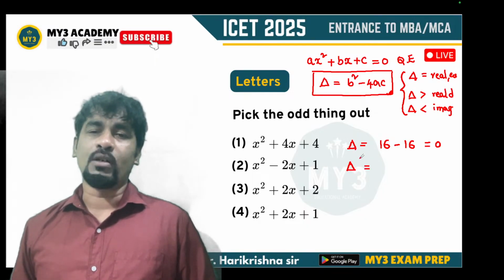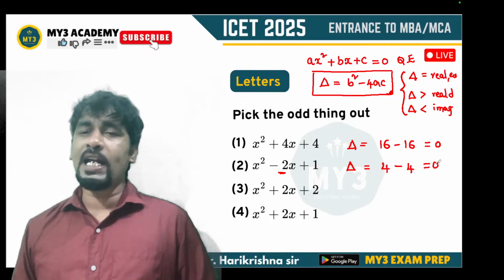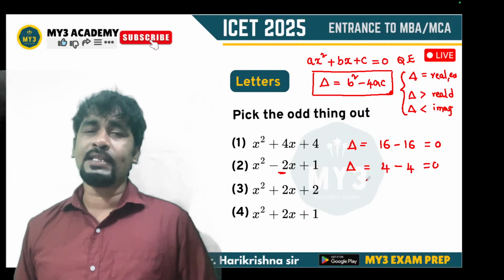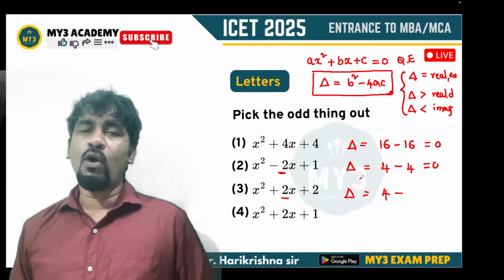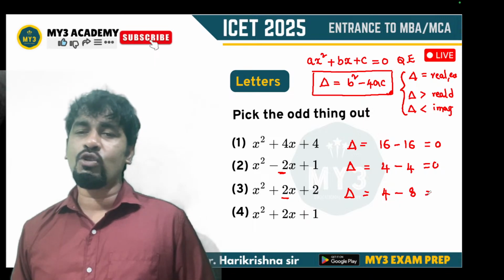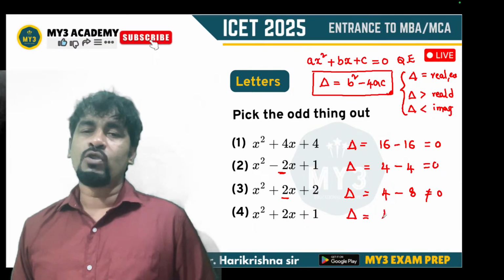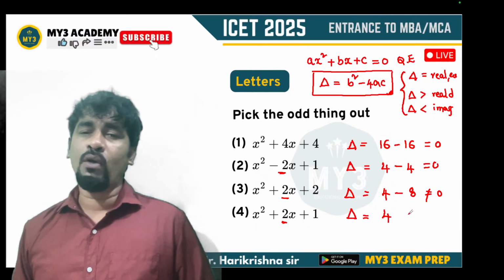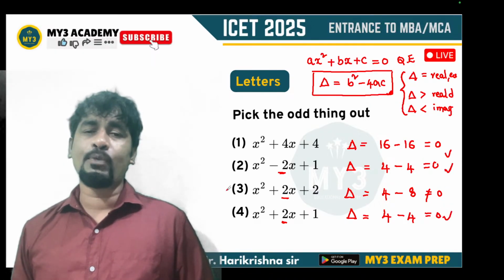Look at the second option, b square minus 4ac. Minus 2 whole square is 4. Minus 4ac is giving 4. 4 minus 4 is equal to 0. Next, the third option: b square means 2 square, which is 4. 4 minus 4 into 2, 8, which is not equal to 0. And the next one: 2 square is 4, 4 minus 4, which is equal to 0. So all these values are going to be 0 except option 3.